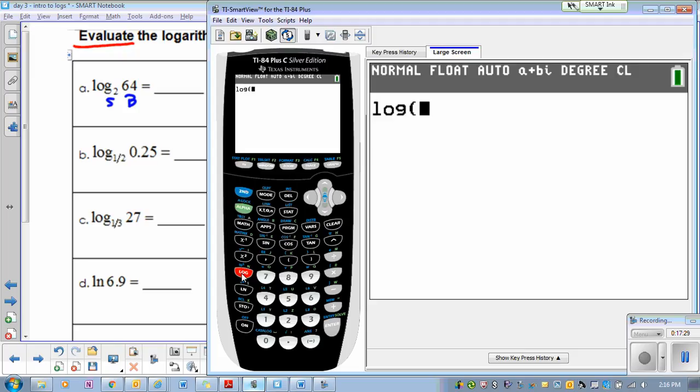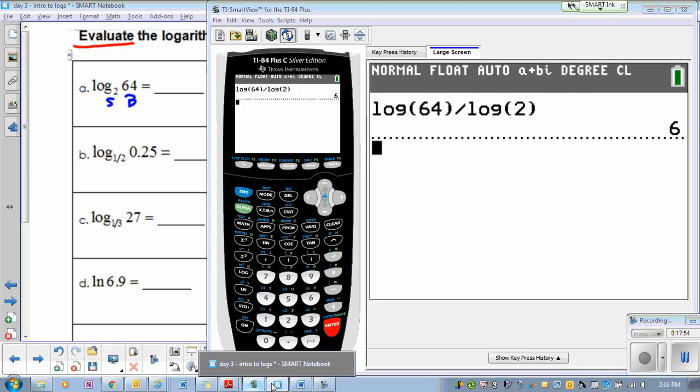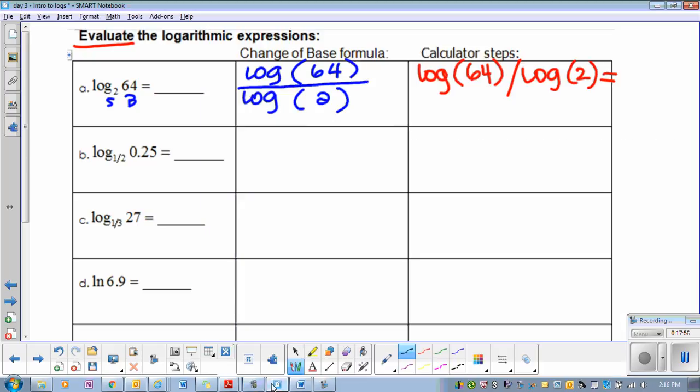So you have to say log of 64, close your parentheses, divided by log of 2, close your parentheses. Did everyone put this in? Put it in your calculators. What did you get? You got 6? Yes, it is 6. Which makes sense because 2 to the 6th power gives you 64.